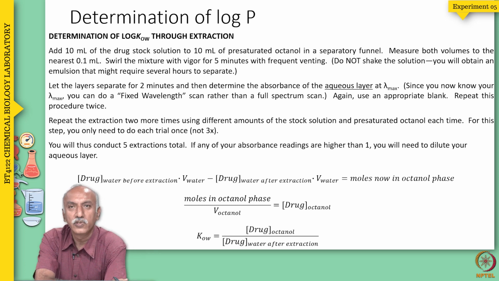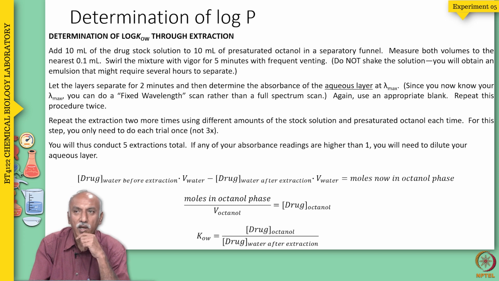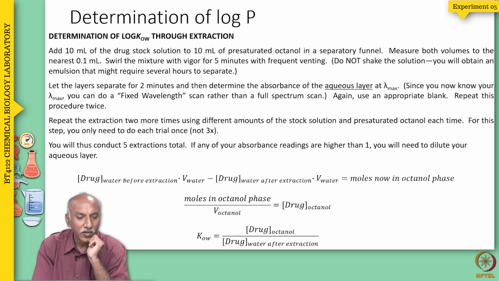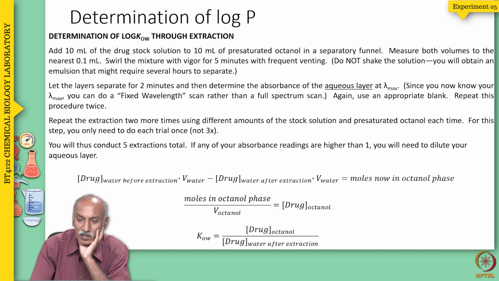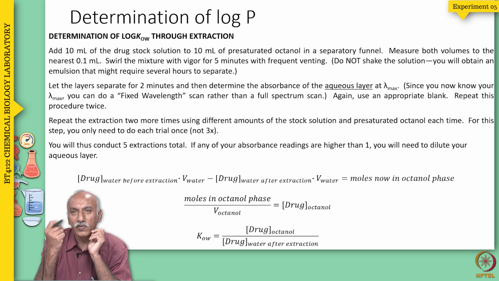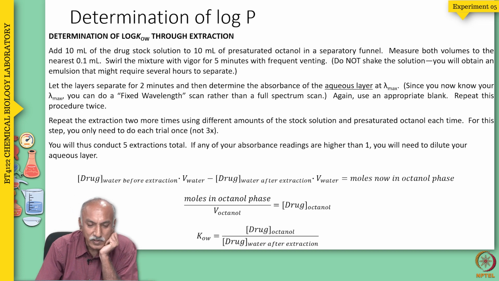So, 10 ml of the drug stock solution was taken into the pre-saturated octanol in a separating funnel. Measure both volumes to the nearest 0.1 ml, that is what you need to be doing, and swirl the mixture vigorously for 5 minutes. Of course, you need to shake the separating funnel, vent it, then do that again. If you shake too much, it may result in an emulsion that may require hours to separate. So, that is another disorder. Do not shake it too much actually. You want to swirl with vigor, not exactly shake like this. After 2 minutes the layers will get separated.